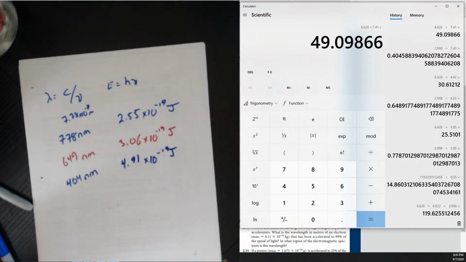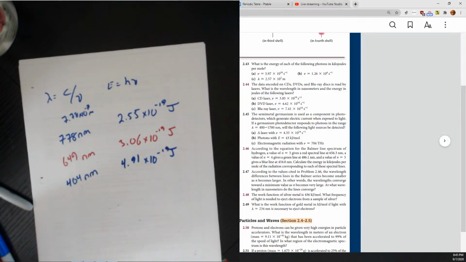All right. 2.46. According to the equation for the Balmer line, the spectrum of hydrogen, a value of n equals 3 gives a red spectral line at 656.3 nanometers. A value of n equals 4 gives green at 486.1, and a value of n equals 5 gives blue at 434. Calculate the energy in kilojoules per mole of the radiation corresponding to each of these spectral lines.